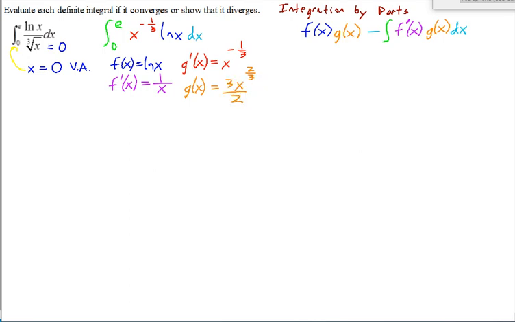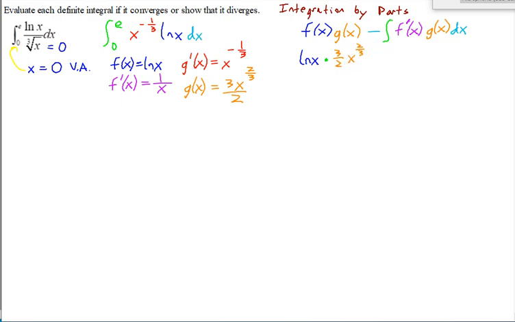Notice this is not one you could use the tabular method on, because this is x to the negative 1/3. If you keep taking the derivative of this one, it will never be 0. The tabular method only works when the derivative eventually becomes 0. So we just have to do it the regular way for integration by parts using this formula. So f of x is natural log of x times g of x, 3/2 x to the 2/3.